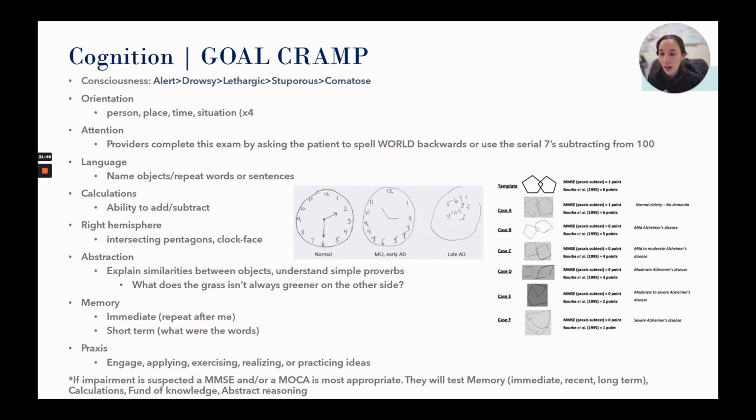There's also abstraction, which explains similarities between objects and understanding simple proverbs. Again, this is something a provider would do, asking things like, what does "the grass isn't always greener on the other side" mean? And see if they can put it together. They'll look at memory, so immediate, repeat after me, or short term, what were the words? They'll say some words at the beginning of the interview, do their interview, and then ask for those words at the end. They'll check something called praxis, which is engaging, applying, exercising, realizing, or practicing ideas.